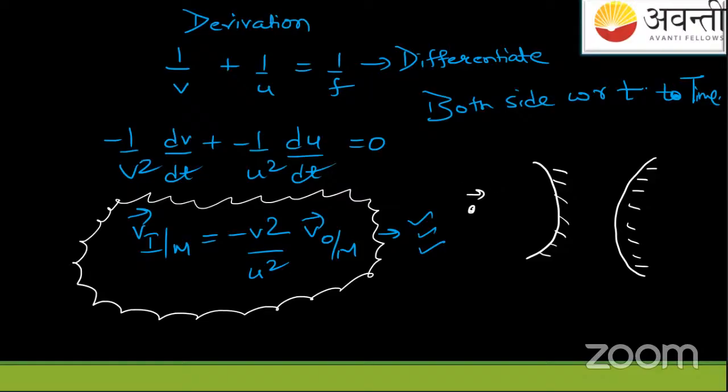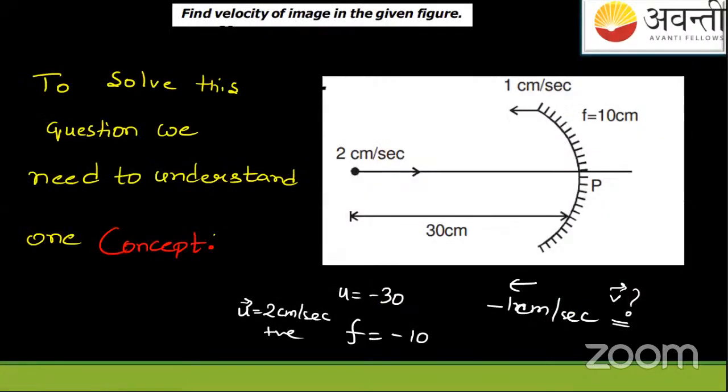Since the connection is for a spherical mirror, we'll take the spherical mirror formula and differentiate it, and we'll get this answer. And when you apply this formula in that question, it's very easy. The answer will come out. For information, I'm giving you the answer here.